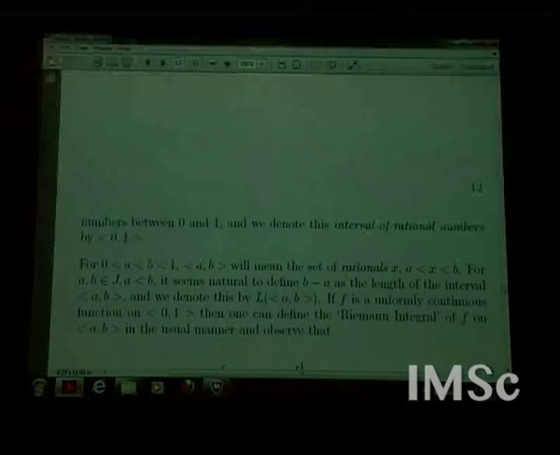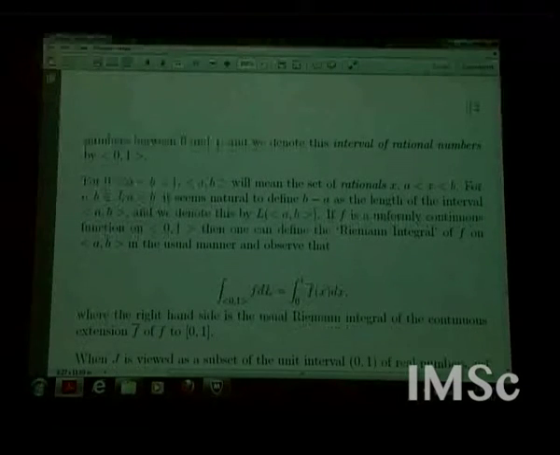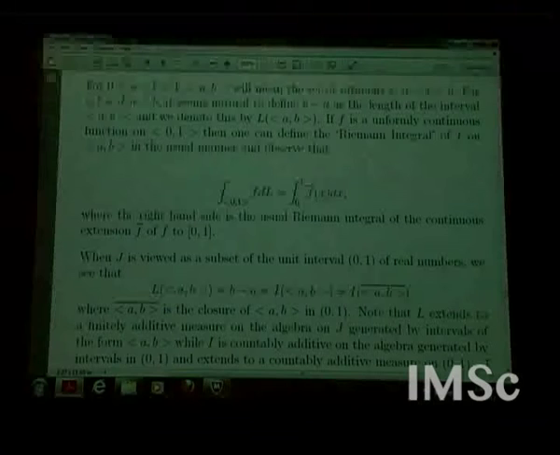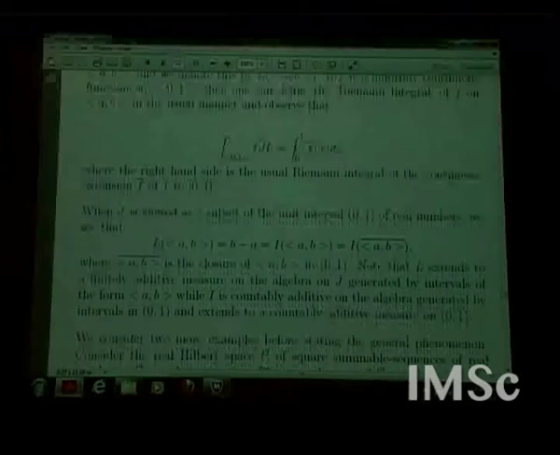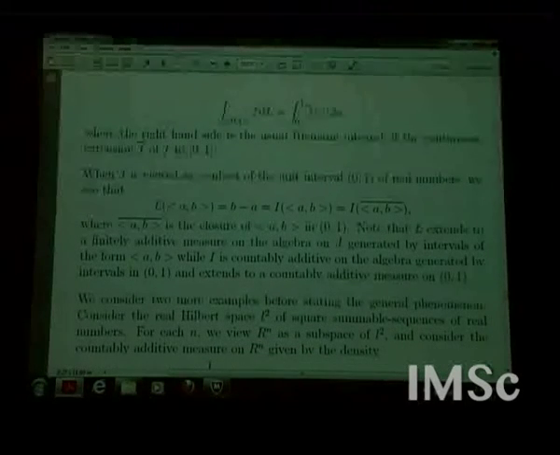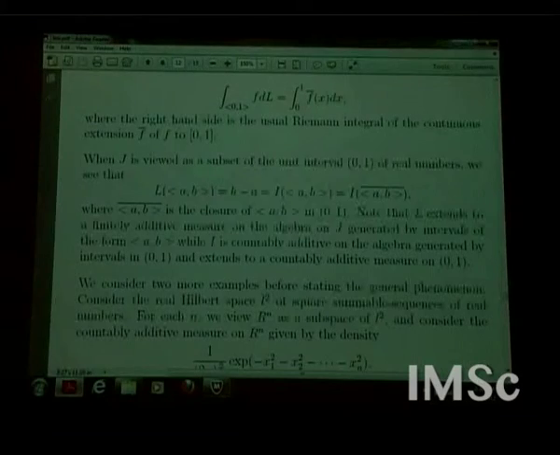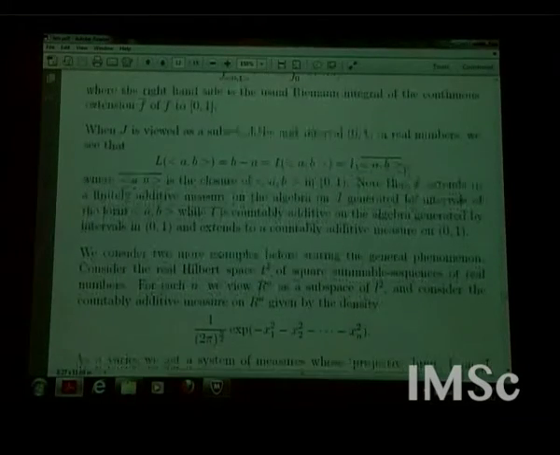So think of an interval AB of rationals. Take AB, with this new kind of brackets, of only rationals, and take a continuous function on that which is uniformly continuous on the rationals. Then the integral of F over the rationals is equal to the integral over the unit interval of the extension. So the content of the closure is the Lebesgue measure of the interval. Now let me go through that.